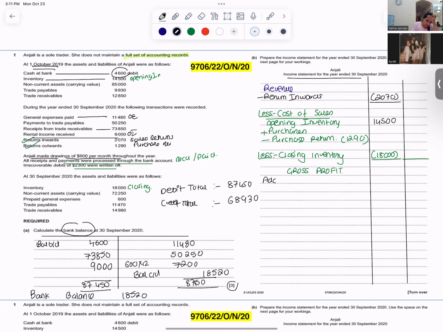Then I have other income also. What is other income? Rental income. So I'm just adding it. Only one other income. Are you with me? Less other expenses. What are your other expenses? The general expenses. How much? 11,480. What else do you have?